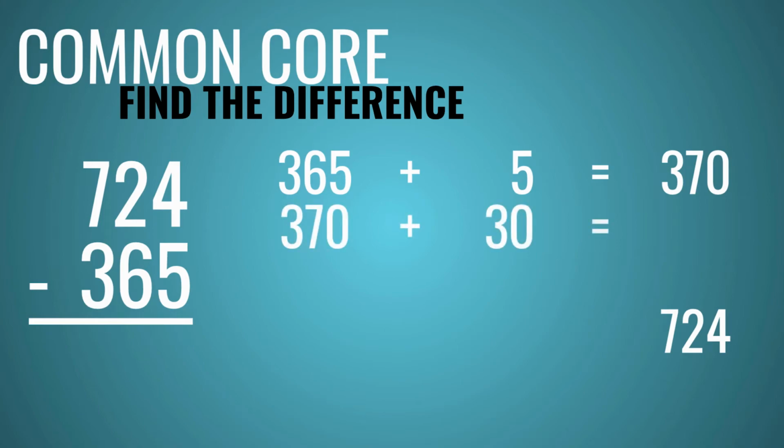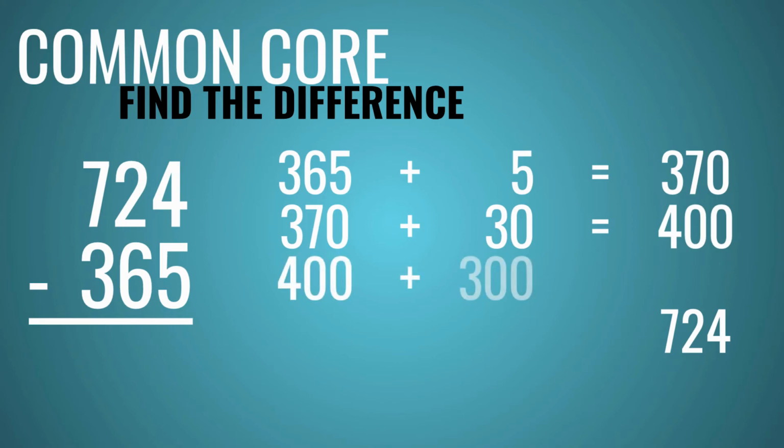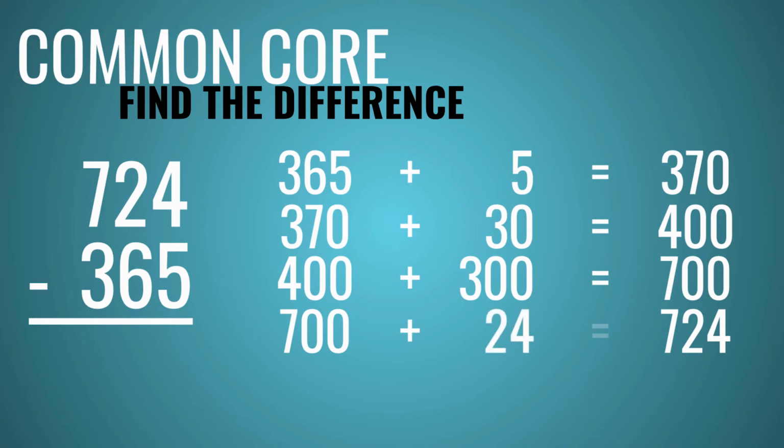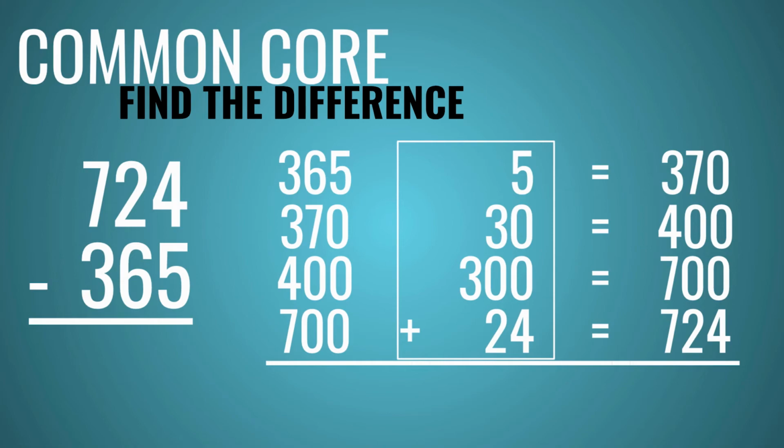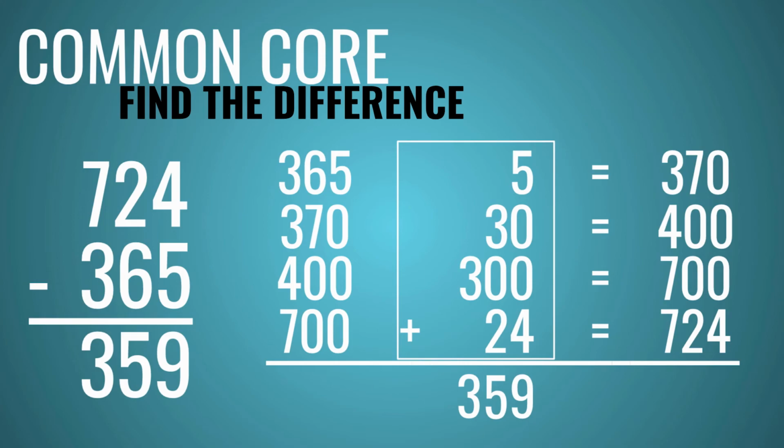Notice what I'm doing here. I'm just trying to add to make numbers easier for me to deal with. So then we go from 400, we add 300 to get 700. 700 plus 24 is 724. From here, we add up all of those elements that we just added, and we're going to get 5 plus 4 is 9, 3 plus 2 is 5, and then we bring down the 3. So we have the exact same answer, just a different method of getting it.